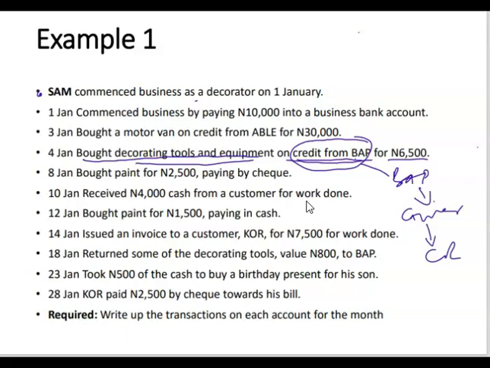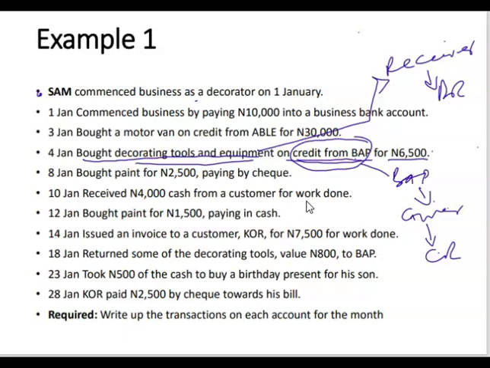What did BAP give us? He gave us equipment, tools. That means we receive what? Equipment, tools. Then we need to debit it. Debit the receiver, and credit the giver. With how much? 6,500 naira.